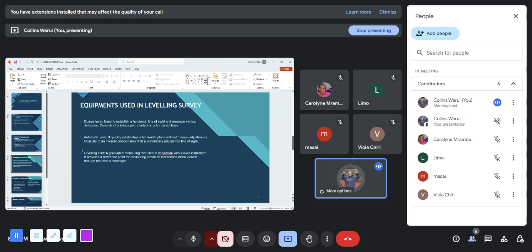We were discussing the equipments used in leveling survey. The other one is leveling staff. It is a graduated measuring rod used in conjunction with a level instrument. It provides a reference point for measuring elevation differences when viewed through the level's telescope. Anyone who has a question? Jemima, are we together?